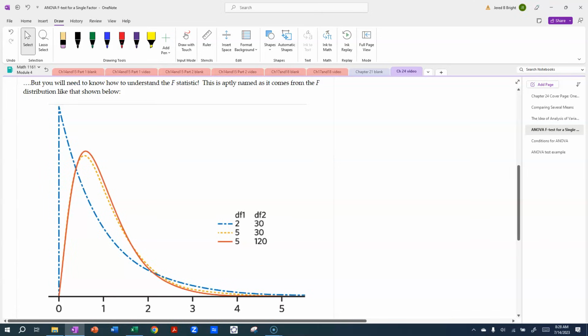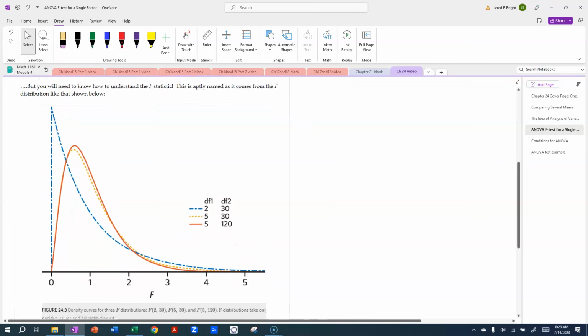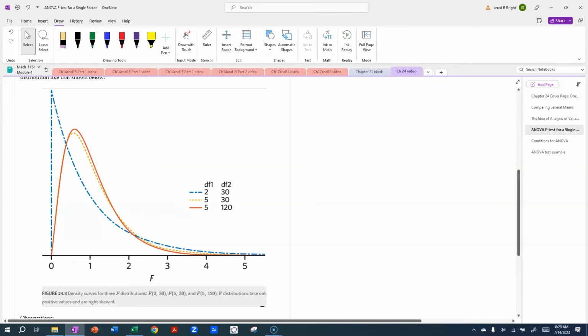It is called the F statistic because it comes from the F distribution, and here's a few F distributions shown. The F distribution is right skewed, meaning most of the data is clumped to the left and it has a long tail to the right. It's like the normal distribution in that you provide two parameters and it completely determines the curve.